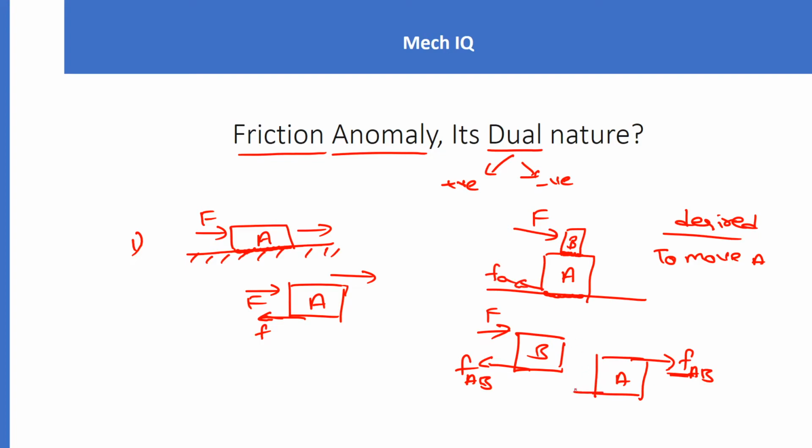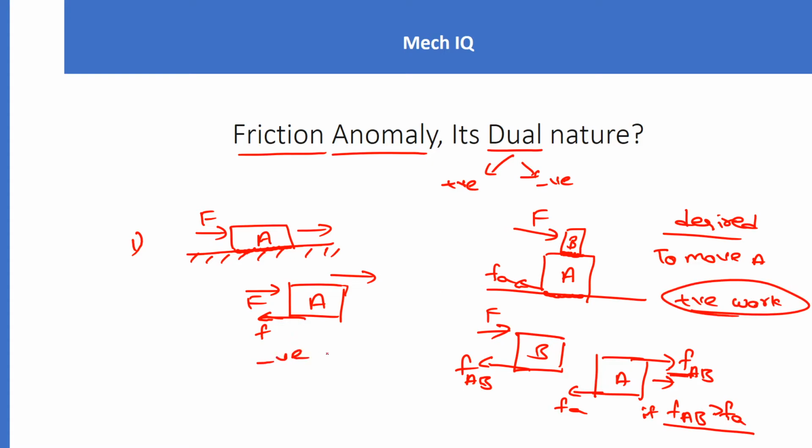So if FAB is greater than FA, then A is also moving because FAB is greater than FA. So A will start to move. Here your desired outcome is to move A, and the net result here is A moving. But why is it happening? Due to the excessive friction between B and A. So here friction is helping you. Here it is doing positive work. Here it is doing negative work. So friction is not always a villain. It acts like a hero sometimes.